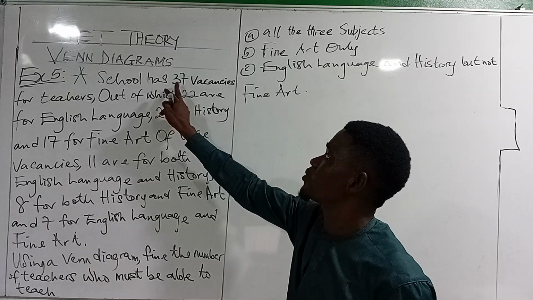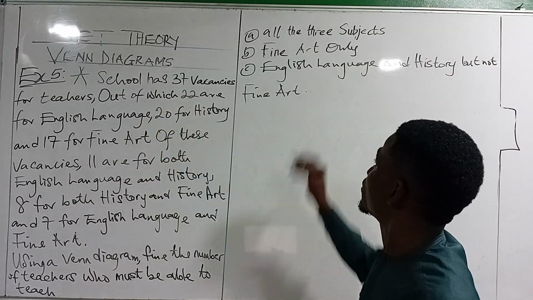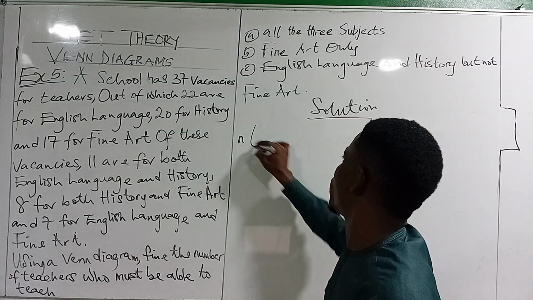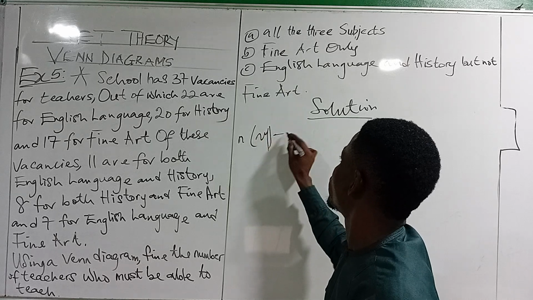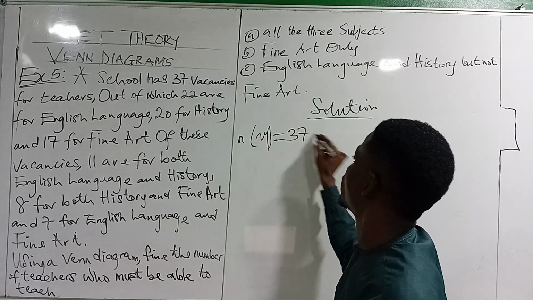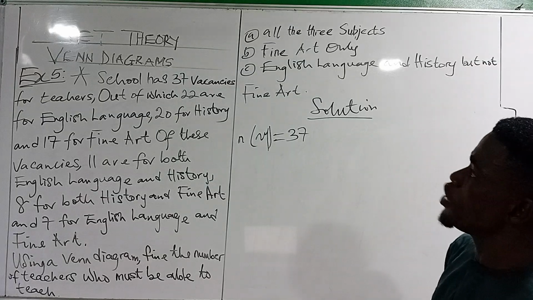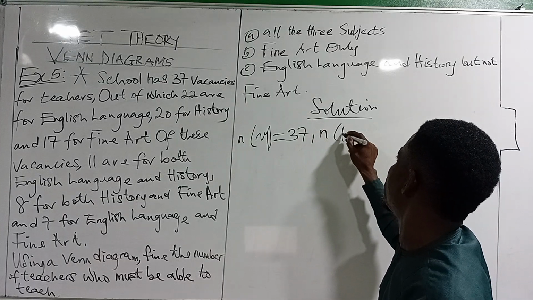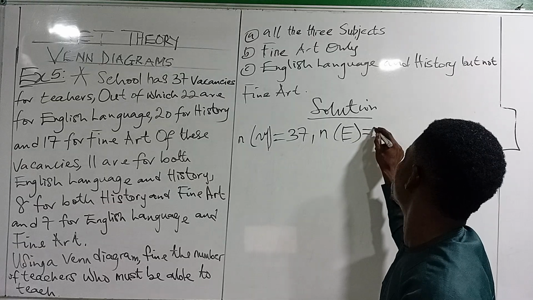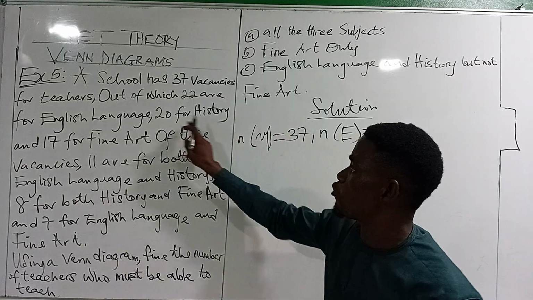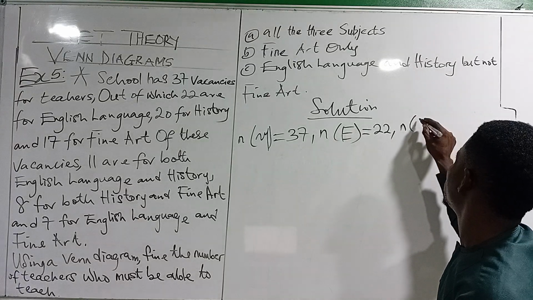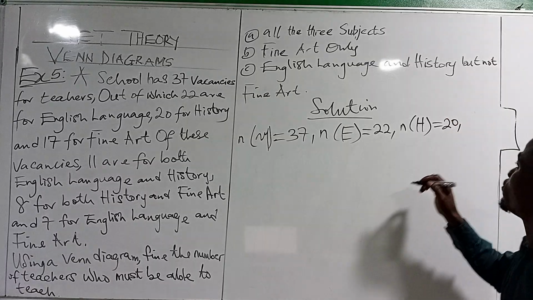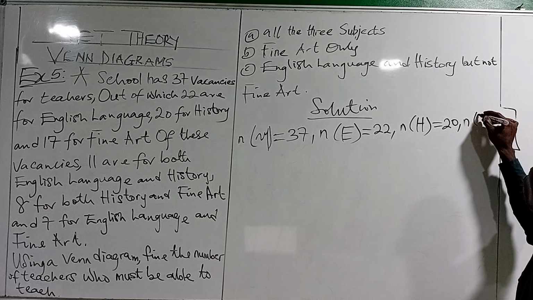A school has 37 vacancies for the teachers. So let's start. 37 vacancies. So your universal set for the teachers is 37. Of which 22 are for English language, so you can make the number of the English language 22. 20 for history. We have 20 for history. And 17 for fine arts.